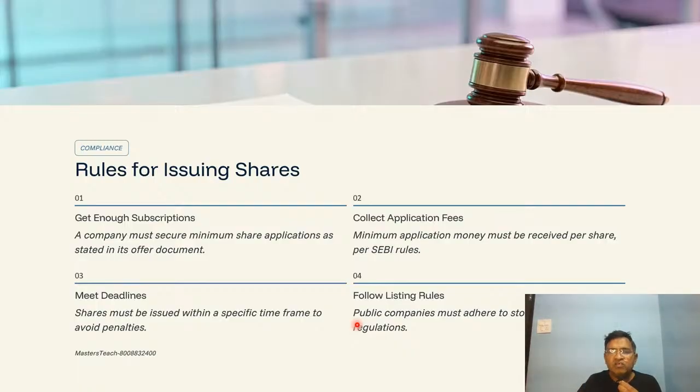Okay, then follow listing rules. Public companies must adhere to stock exchange listing rules. So when the company issues the shares, they have to follow the stock exchange rules and regulations. So that is the rules for issuing shares.